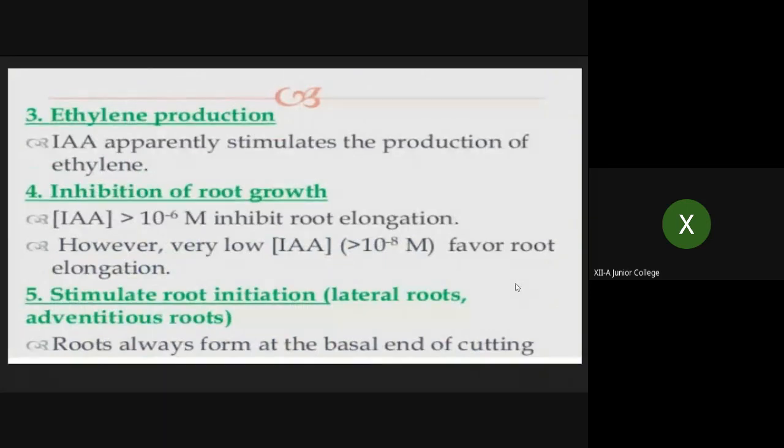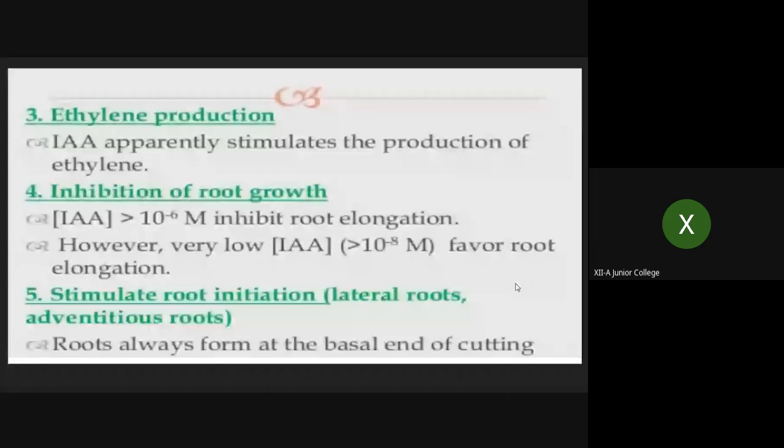Then the next is ethylene production. IAA, indole 3 acetic acid, apparently stimulates the production of ethylene. See, ethylene is also one of the regulators. So for the production of ethylene, auxins are responsible.